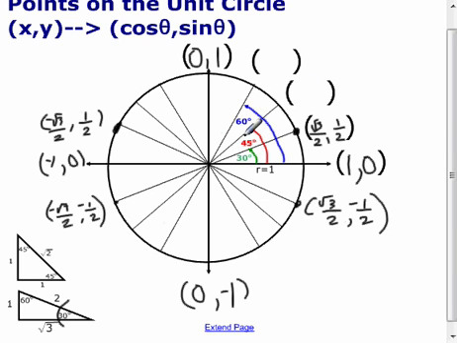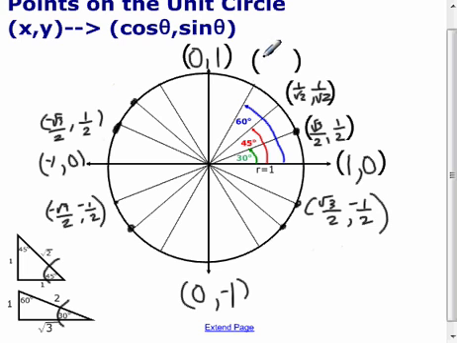If I go over to 45 degrees, cos of 45, here's my 45 degree, cos is 1 over root 2. And the sine is also 1 over root 2. I'll bet you're already seeing what I'm going to do here, and here, and here. They'll be the same coordinates, but they'll have appropriate signs in each quadrant.